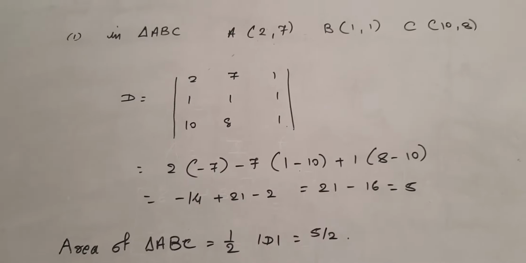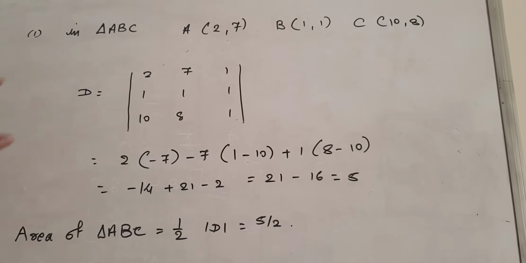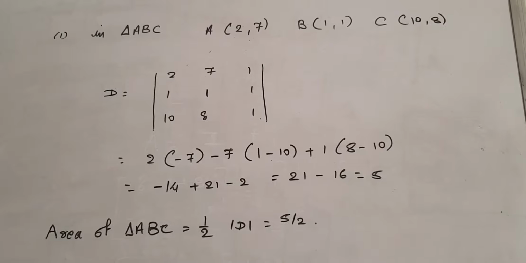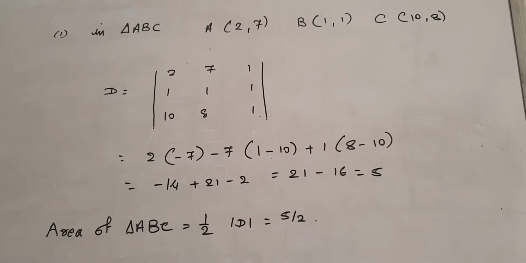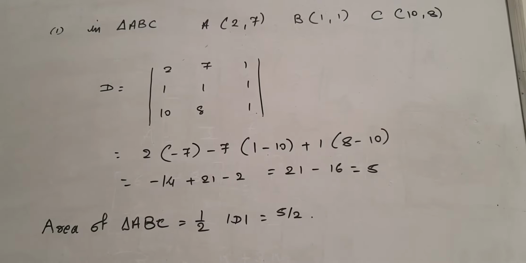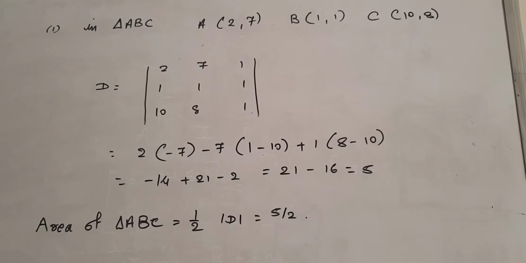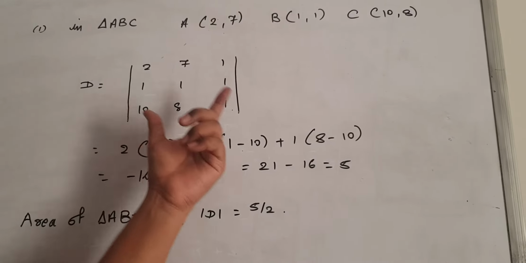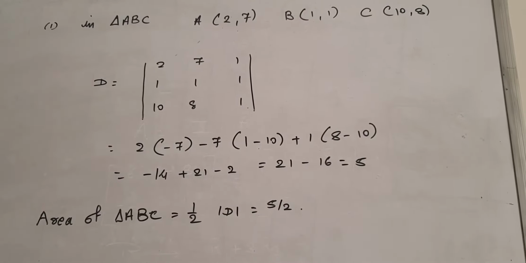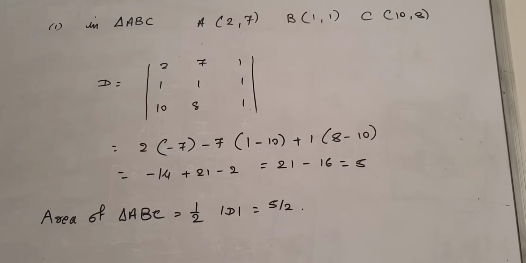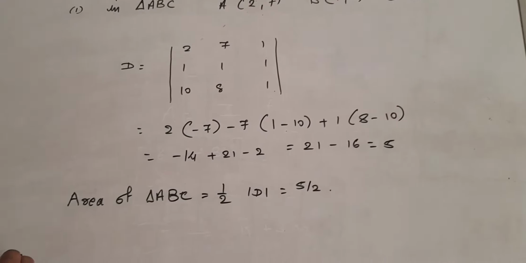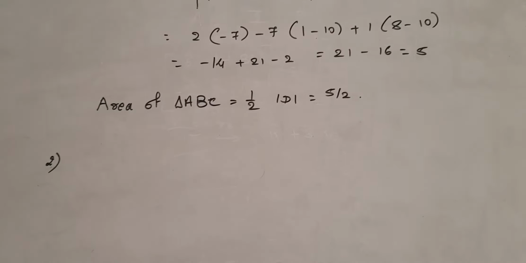See, sometimes you get the determinant as 0. Then the area of the triangle is 0. In that case, we say that A, B, C are collinear points. So if the determinant of ABC is 0, you can say that is the condition for collinear points. Now in your textbook, a few sums are given like this.